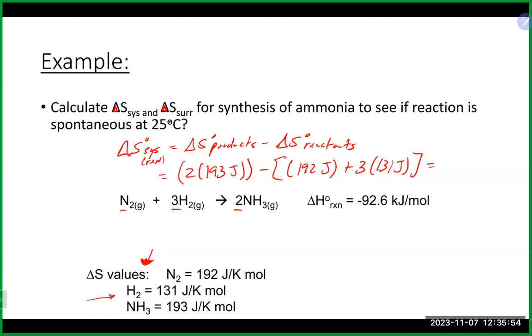And here we will end up with 2 times 193 minus 192 plus 3 times 131. Negative 199 joules in this case. Any questions on that there?